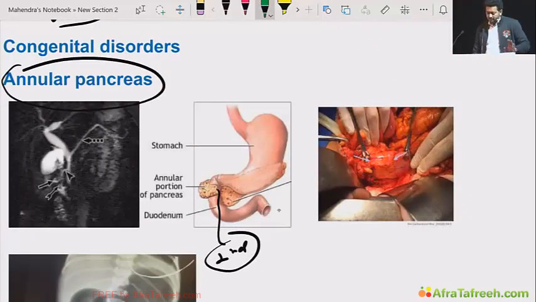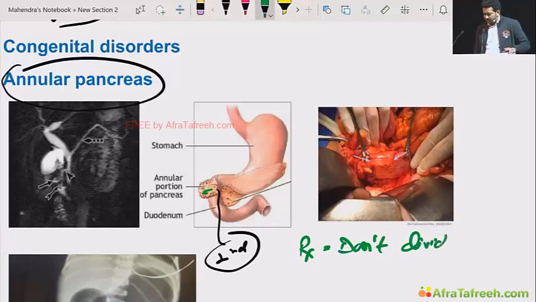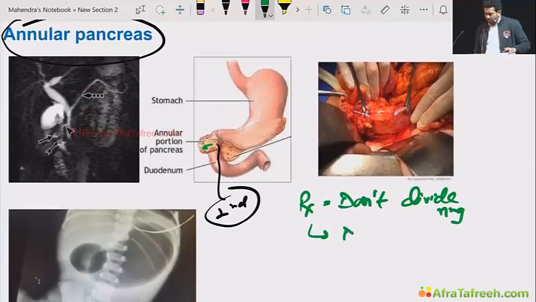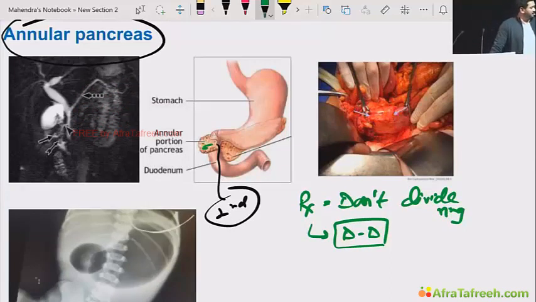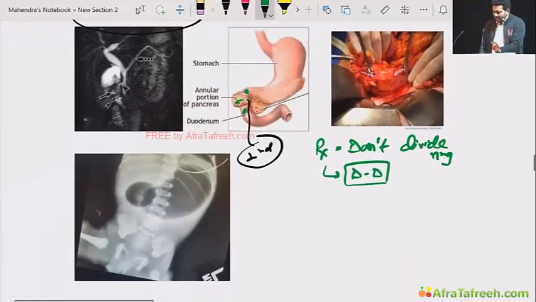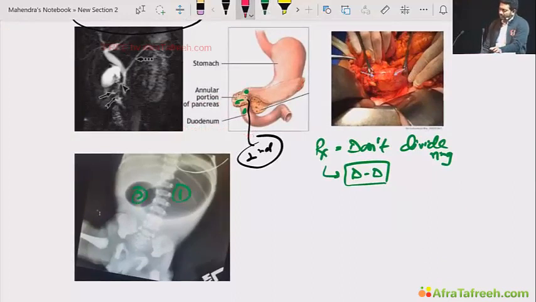The important thing you are supposed to remember is that during the treatment, do not divide the ring. If it is causing obstruction, what is the treatment of choice? Duodenostomy. Anastomose the duodenum proximal to it to the part distal to it. But don't try to divide the ring, because the ring will have some duct, and if you divide the ring, it will cause pancreatic fistula. On the X-ray, it will give a double bubble sign, which you can also see in duodenal atresia.